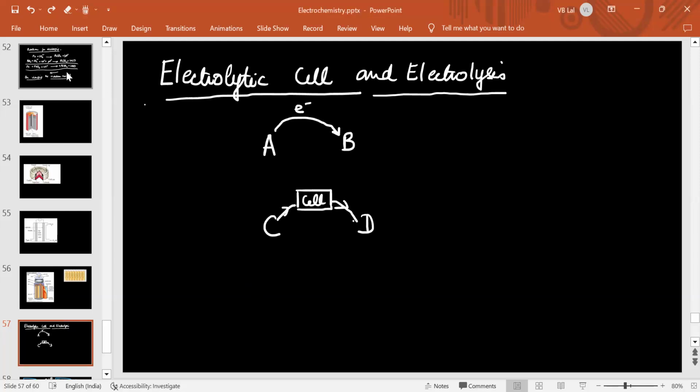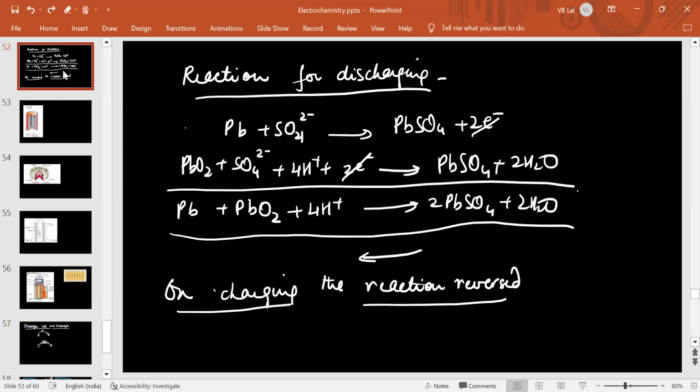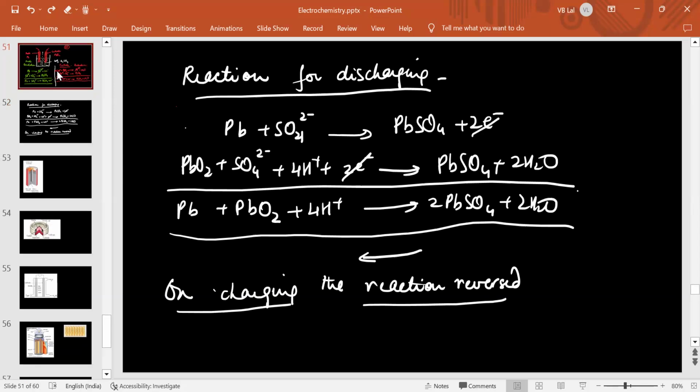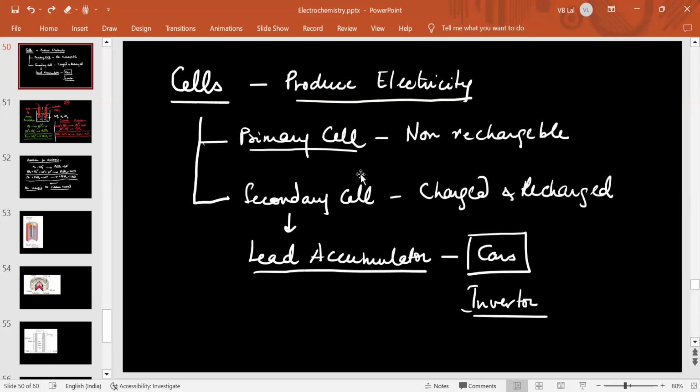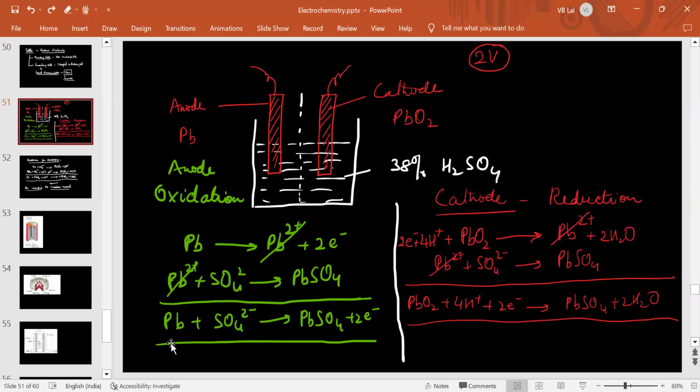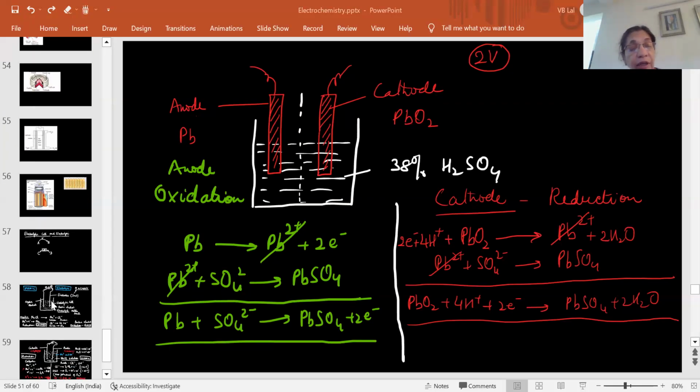Okay, so I'll start now anyway. Last two classes I cancelled because many of you were not present. So in the last class, we were doing a rechargeable cell, the cell which we call a secondary cell. And the secondary cell that we were doing was a lead accumulator. So today we are going to continue with the remaining cells, which I will do at the end of the lesson.